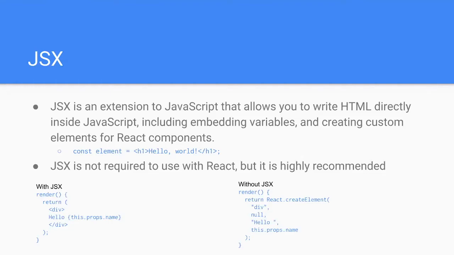So for example, with JSX, here's what our render function looks like, where we've just got a div, we say hello, and then that's where we pass in a JavaScript variable, this.props.name. So whatever this.props.name equals will be spit into that div right after the word hello. So whatever that variable is gets inserted there. Really nice. Here's what it looks like without JSX.